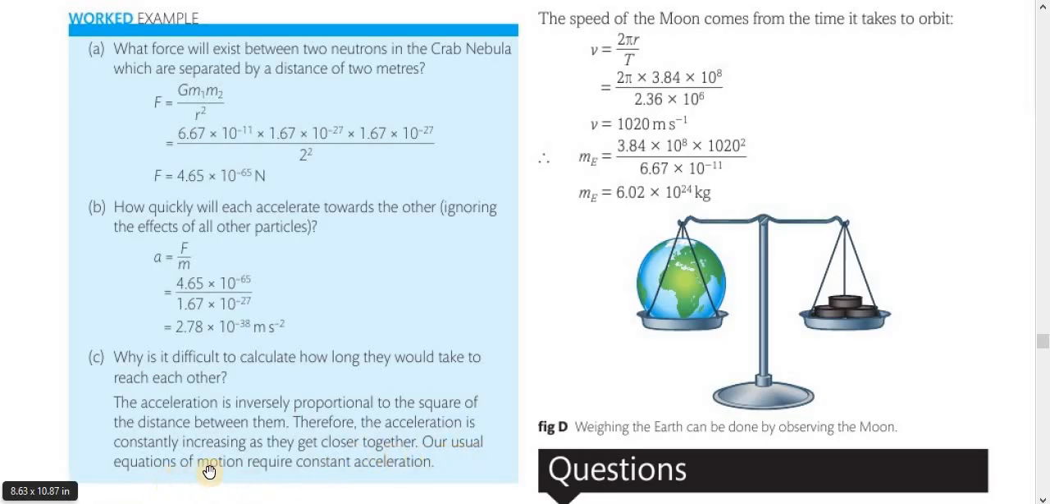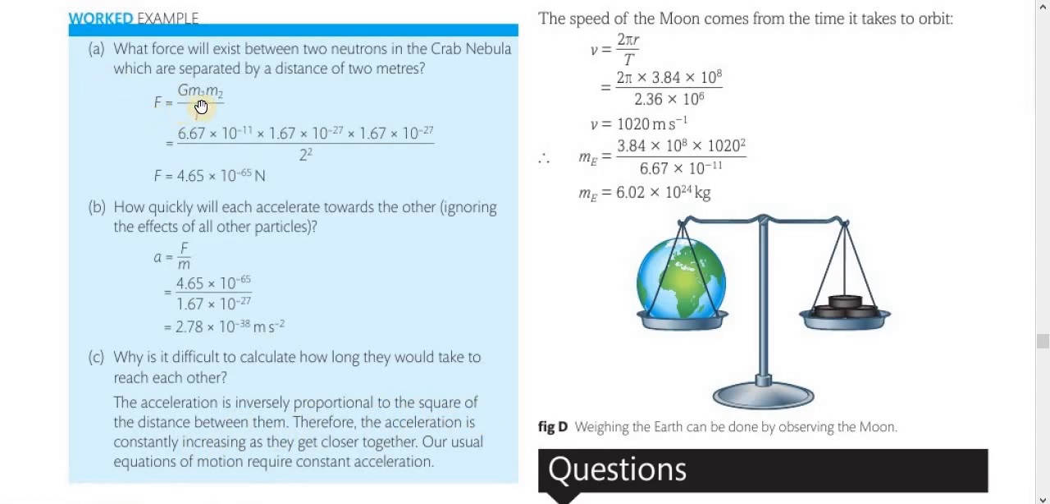Our usual equations of motion require constant acceleration. You have learned the SUVAT equations. V equals U plus AT, S is equal to UT plus half AT squared, V squared equals U squared plus 2AS. Those were the SUVAT equations. For those equations, the acceleration had to be constant. But in this question, the acceleration is inversely proportional to the square of the distance between them.